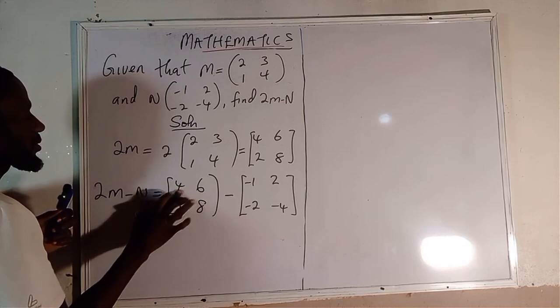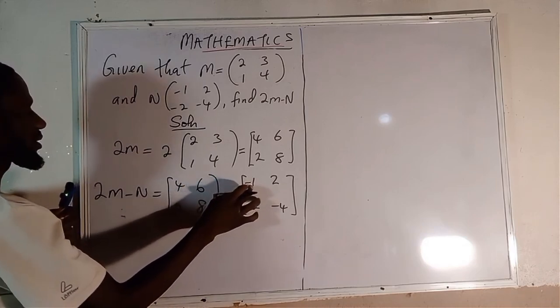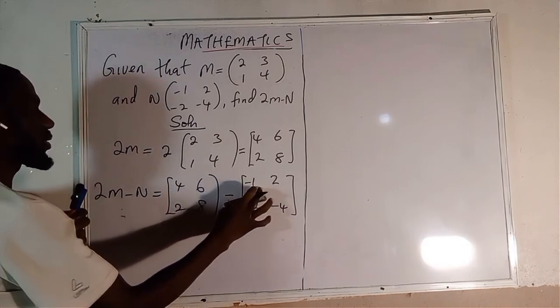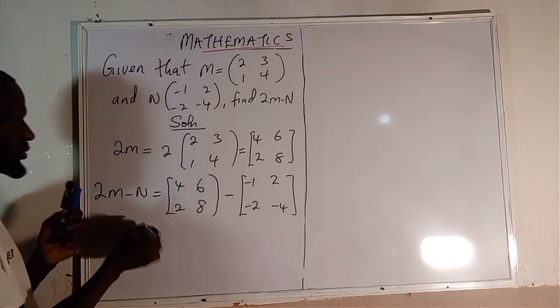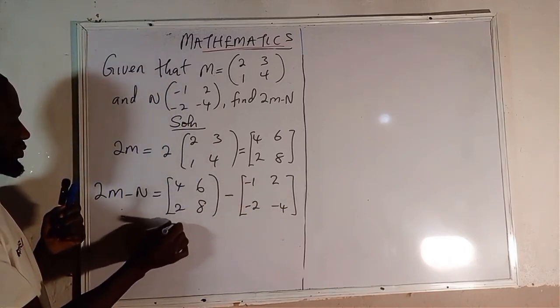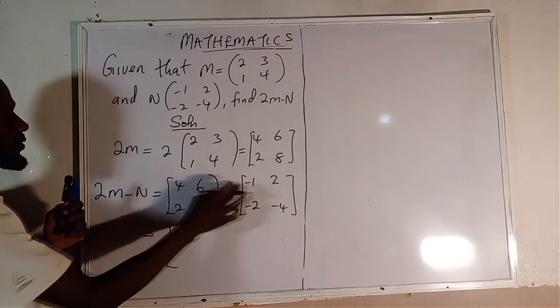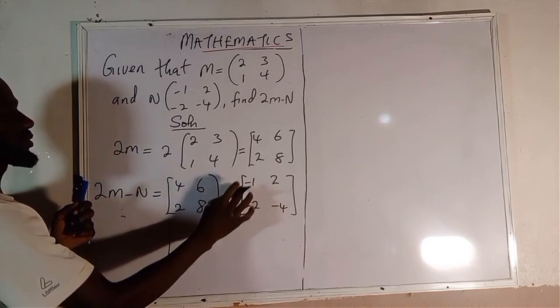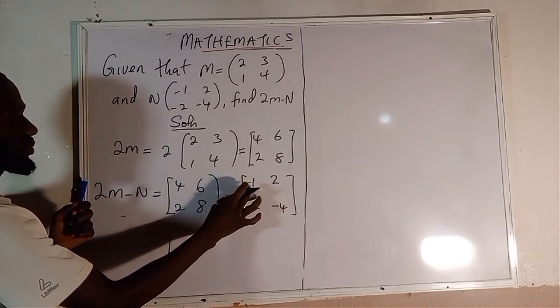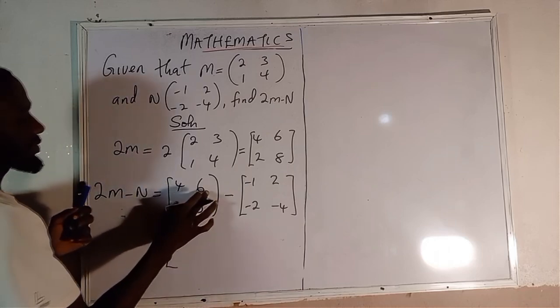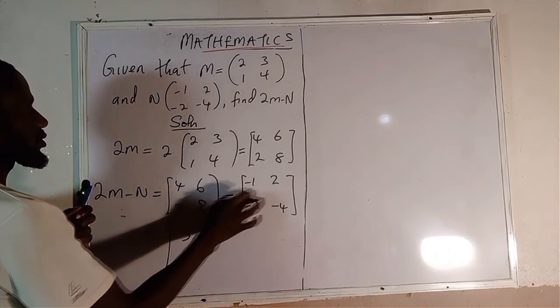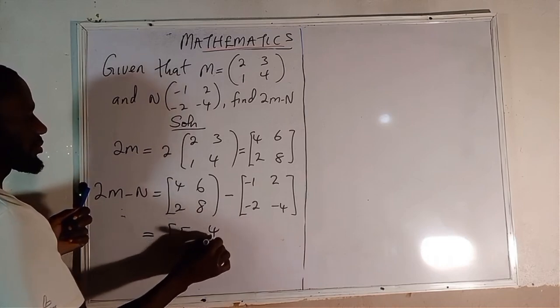Now we have 4 minus minus 1. When two minuses collide, then we multiply: minus times minus will be plus. This is equal to 4 minus minus 1. Here the minus will turn to plus. 4 plus 1 is equal to 5. That is 6 minus 2. Here will be 4.